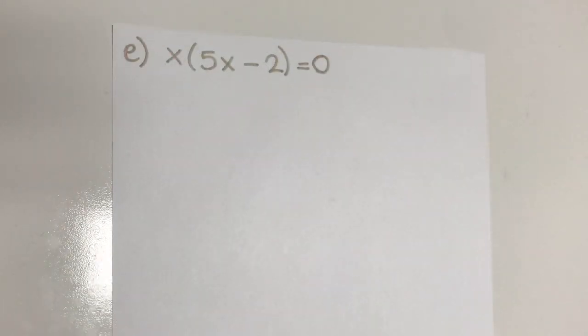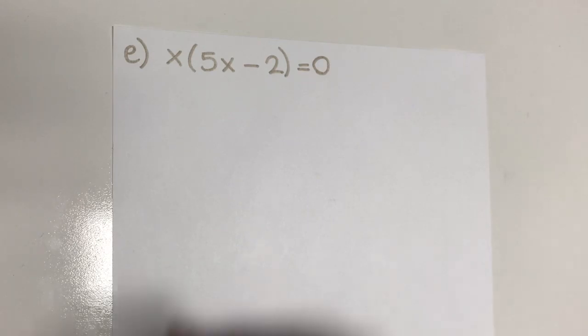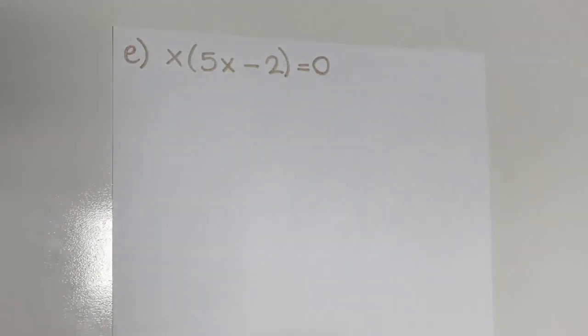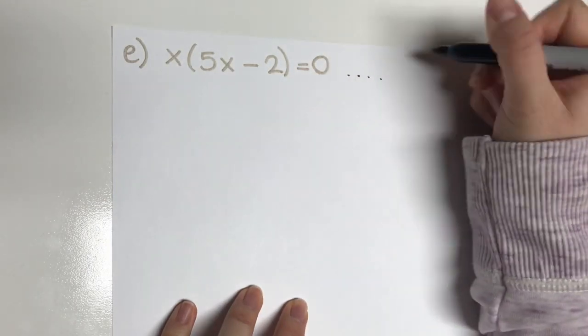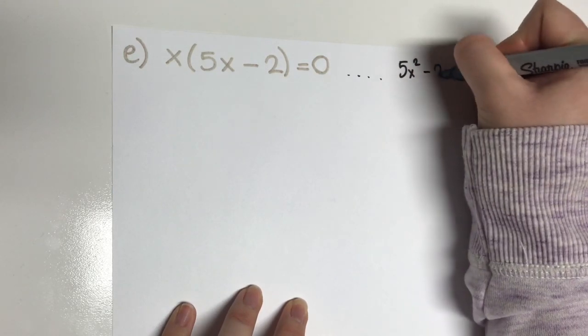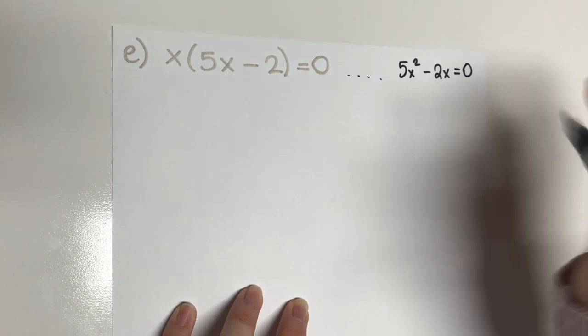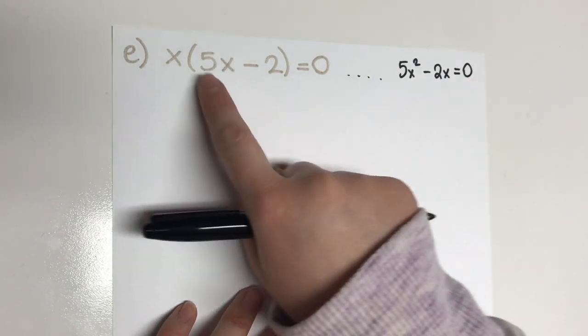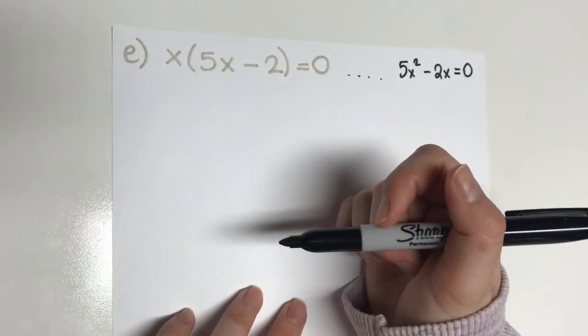All right, one more example. We have x, and then in brackets, 5x minus 2 is equal to 0. So this is also factored. I've factored out the common factor of x. The expanded form of this is 5x squared minus 2x is equal to 0. So what happened here was it's not a trinomial. All I was able to do was common factor, and that's where it got.